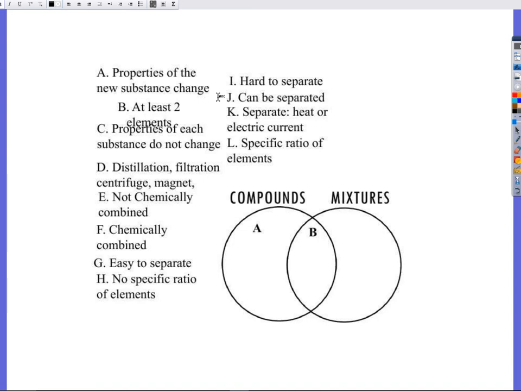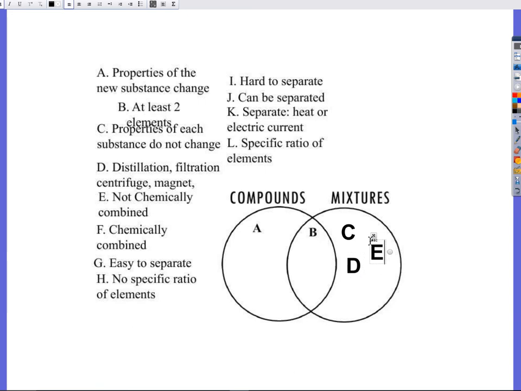So for this one, we're sorting out the difference between compounds and mixtures and comparing. A says properties of the new substance change, so that would be a compound because it's a chemical change. B says you have at least 2 elements, that is both compounds and mixtures, that's why we put it in the middle. C says properties of each substance do not change, that would be a mixture because that's a physical change. Distillation, filtration, centrifuge, and magnet are all methods used to separate mixtures.